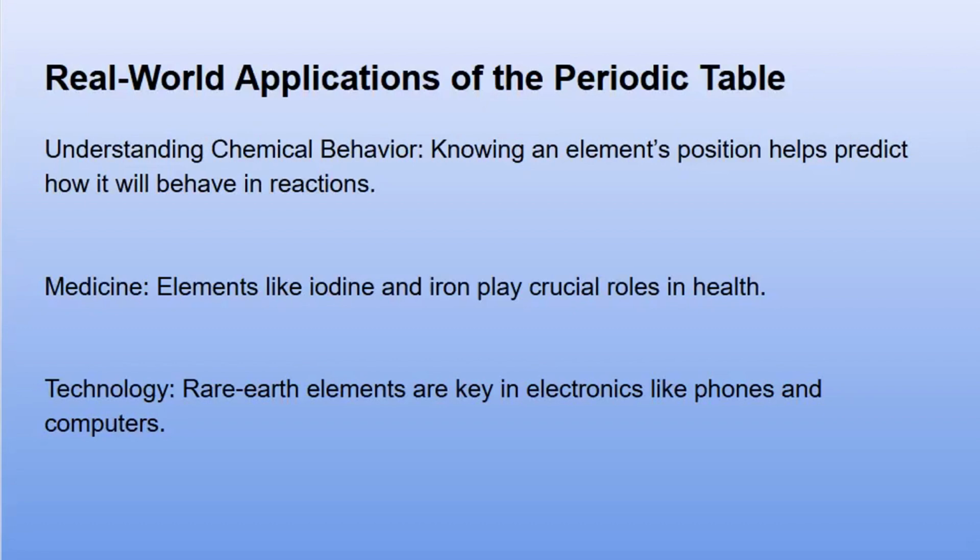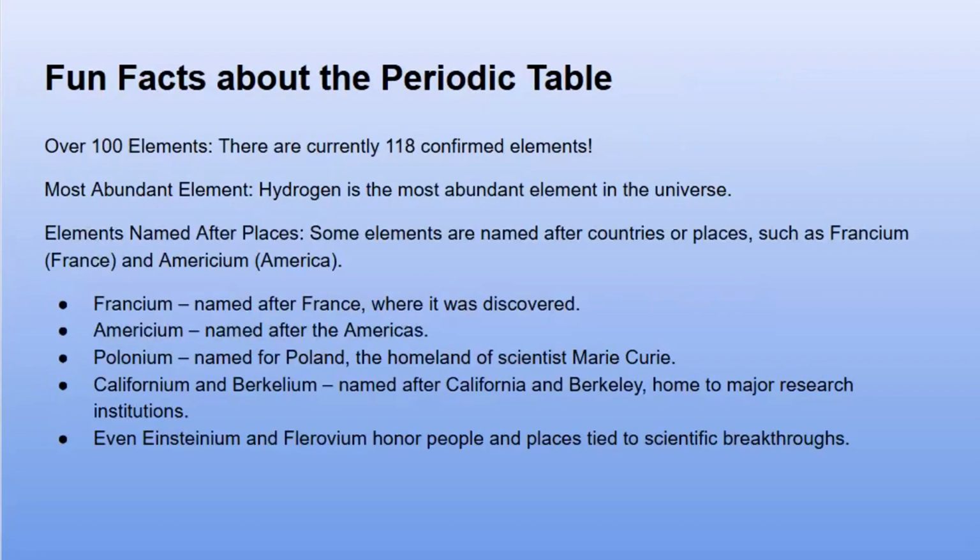Our next point is medicine. Elements also play crucial roles in our health. Iodine, for instance, is essential for thyroid function, and iron is key in our blood to help carry oxygen. Understanding these elements helps in developing life-saving treatment. Moving to the next point, technology. In the world of technology, rare earth elements like lanthanum and neodymium are essential in electronics like smartphones, computers, and even electric cars. Without these elements, much of the modern technology we rely on wouldn't be possible.